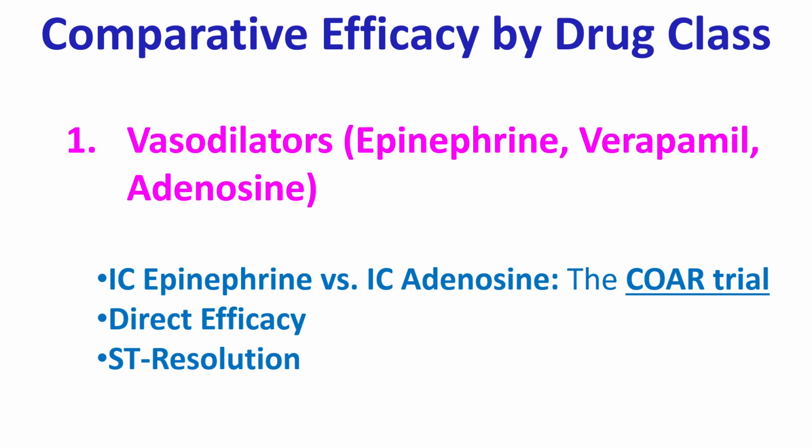Vasodilators: epinephrine, verapamil, adenosine. Recent network meta-analyses have shifted the preference towards intracoronary epinephrine and verapamil for acute flow restoration. Intracoronary epinephrine versus adenosine: the quad trial and subsequent meta-analysis demonstrated that intracoronary epinephrine is significantly more effective than intracoronary adenosine in achieving final TIMI-3 flow in normotensive patients.